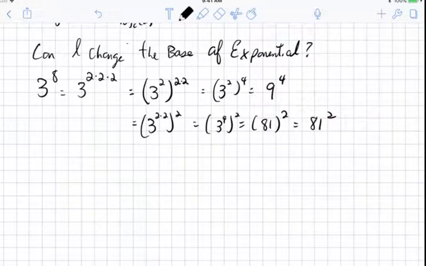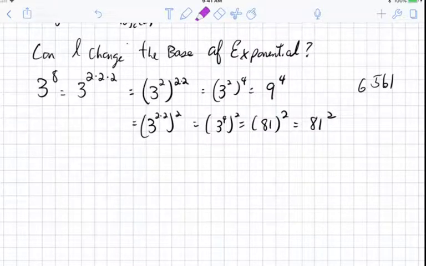Let me try on my calculator. 3 to the power 8, that's 6,561. 9 to the power 4 is 6,561. 81 to the power 2 is 6,561. Okay, so it's the same number each time, which shouldn't surprise you.